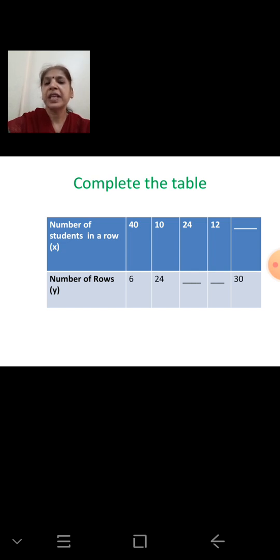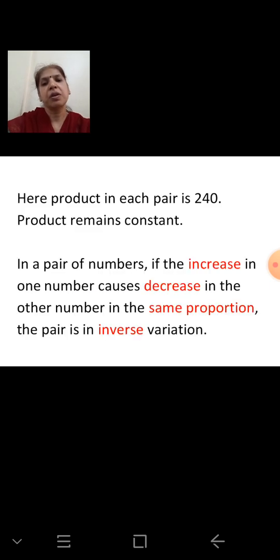And if you will see the ratio, you will not get a constant. You will get different values. Product is constant. And observe one more thing: if one value is decreasing, the other is increasing. If one is increasing, the other is decreasing. So here the product is 240.